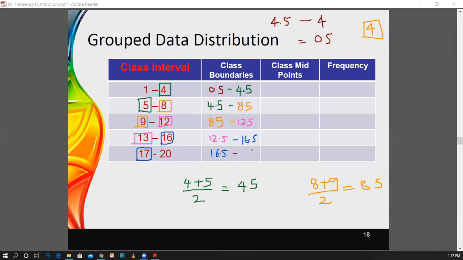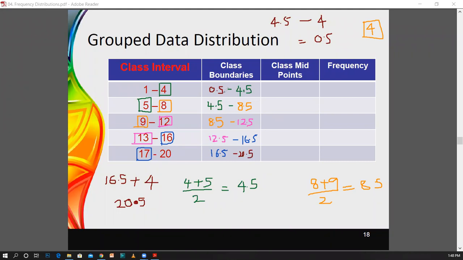To obtain the upper class boundary of the last class, you can add the class width to the lower class boundary of the last class. It is how we are defining the upper class boundary. It is 16.5 plus 4 gives you the upper class boundary value. Here you can see that the value is now equal to 20.5. Now, this is how you are obtaining the class boundaries.